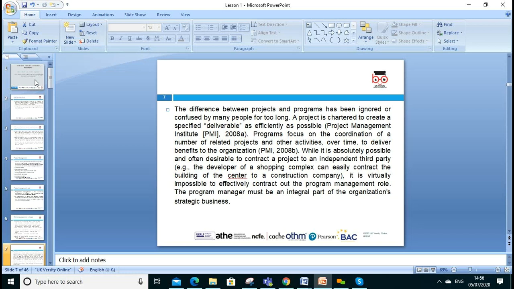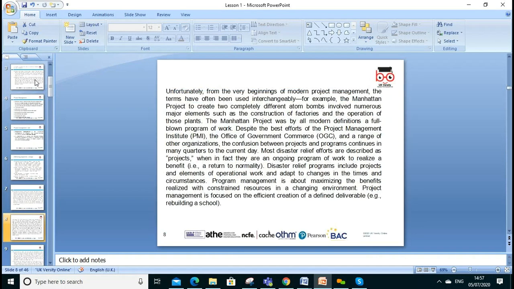It is absolutely possible and often desirable to contract a project to an independent third-party developer. A shopping complex developer can easily contract the building of the center to a construction company. It is virtually impossible to effectively contract out the program management role. The program managers must be an integral part of the organization's business. So that is crucial.